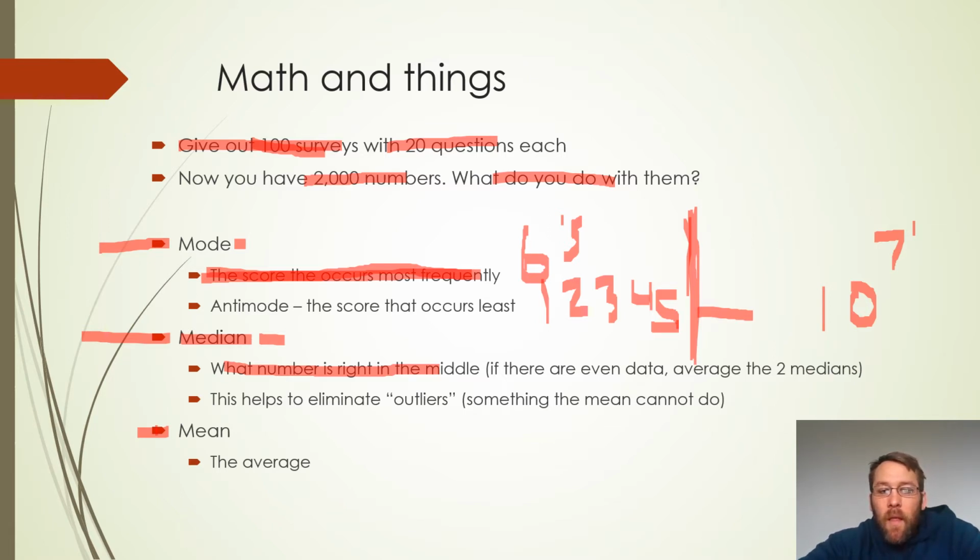All right. The mean is the average. Now, this is what is super important to us. The mean. All right. These other ones are good to know. Mode and median are good to know. The mean is what's important to us. The mean is the average.